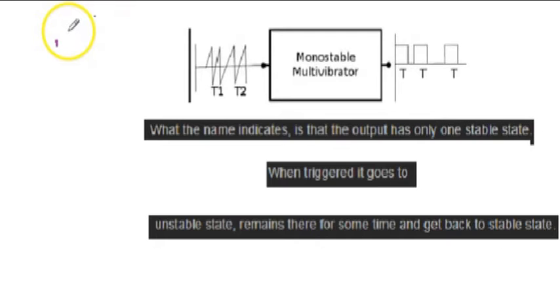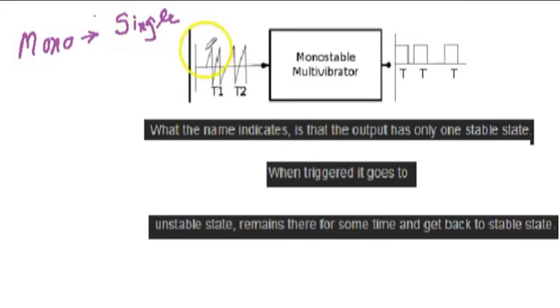Monostable multivibrator. The word mono means single. Single, and what do we mean by single? That it has a single stable state. Like this. Suppose this is a reference level, and this state is a stable state.